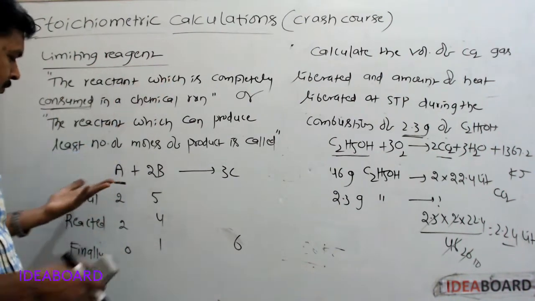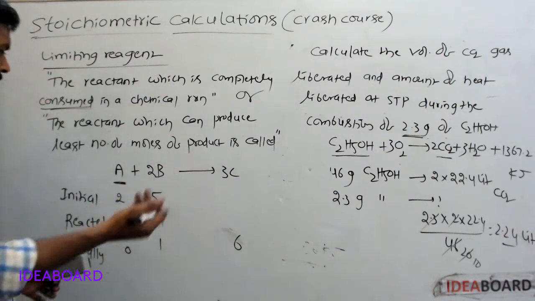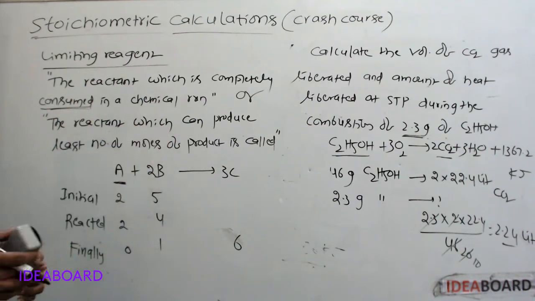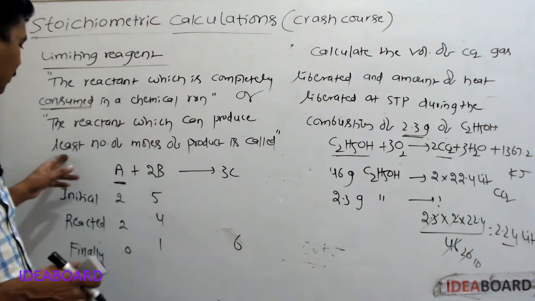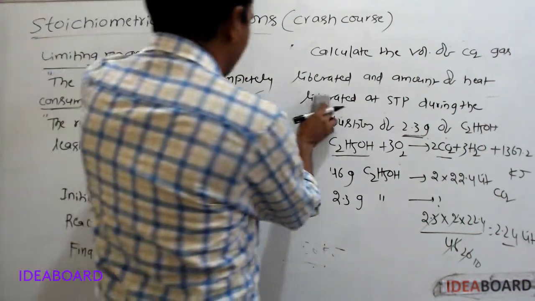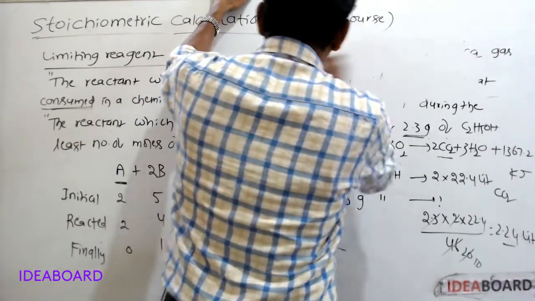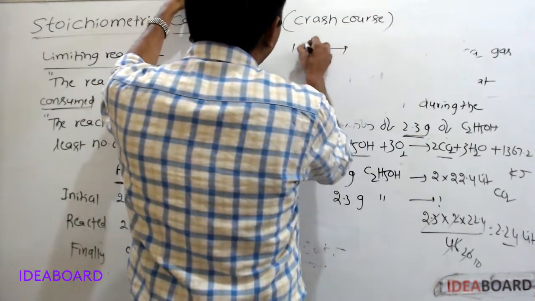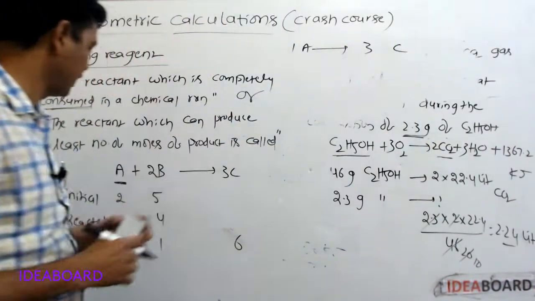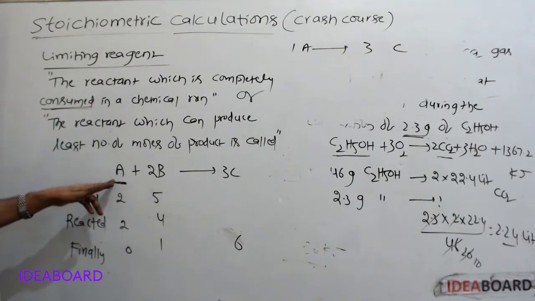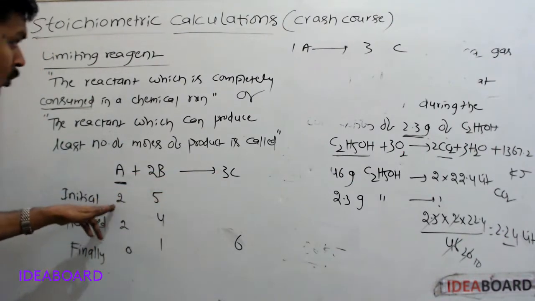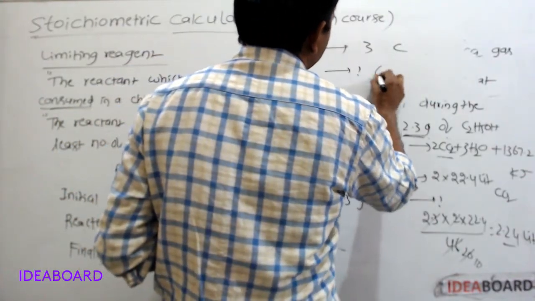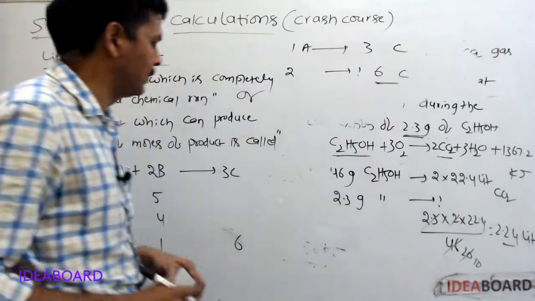From this first definition, we can identify that A is the limiting reagent. Or by using this definition also, we can determine the limiting reagent: the reactant which can produce the least number of moles of product. If A is taken as limiting reagent, 1 mole of A gives 3 moles of C. From this equation, 2 moles of A gives how many moles? 6 moles. 6 moles of C should be formed.